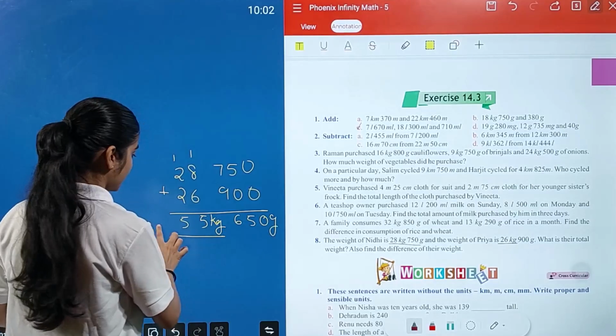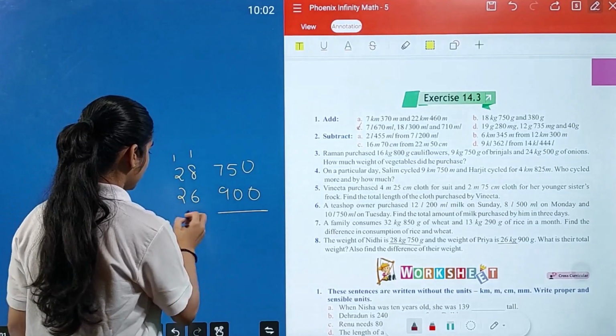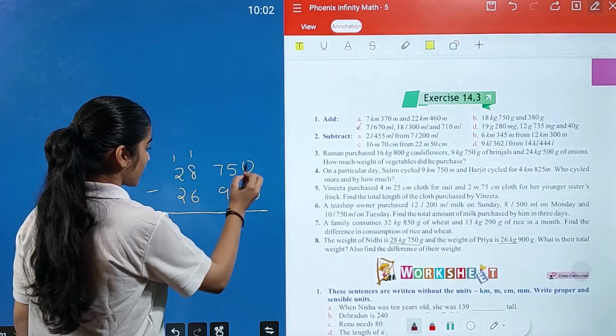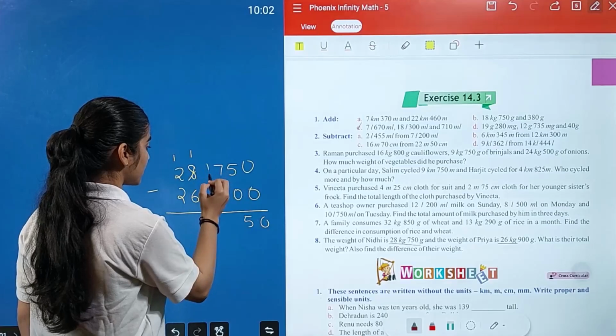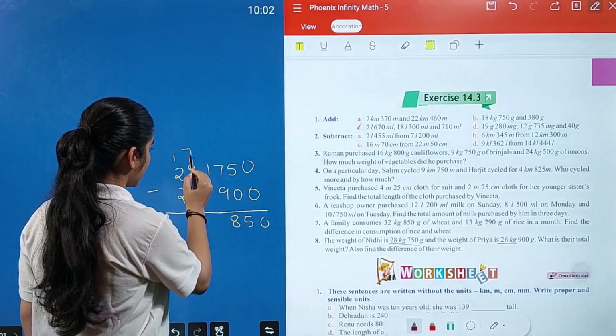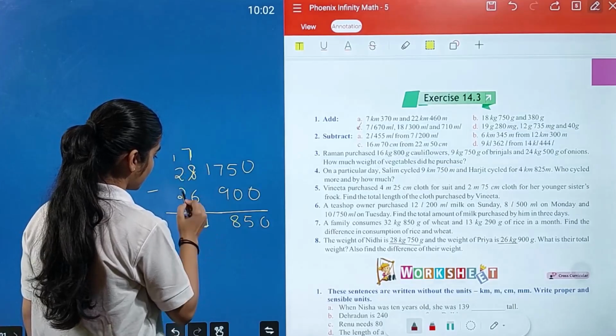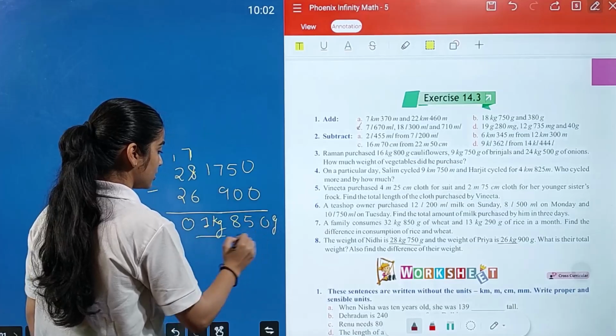Next we have to take a difference of it. So 0 minus 0, 5 minus 0 is 5. We cannot minus. So 17 minus 9, 8. 7 minus 6 is 1 and 2 minus. So 1 kg 850 gram is the difference.